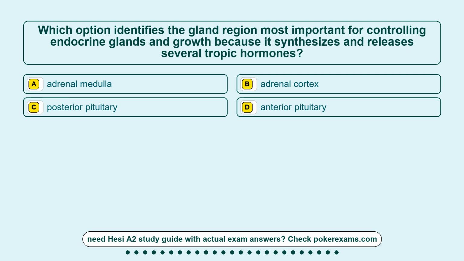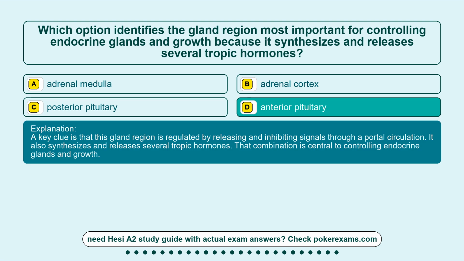Question 6. Which option identifies the gland region most important for controlling endocrine glands and growth because it synthesizes and releases several tropic hormones? Option A, adrenal medulla. Option B, adrenal cortex. Option C, posterior pituitary. Option D, anterior pituitary. The correct answer is option D, anterior pituitary.